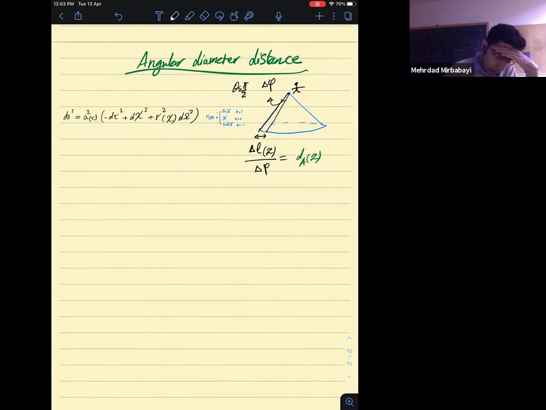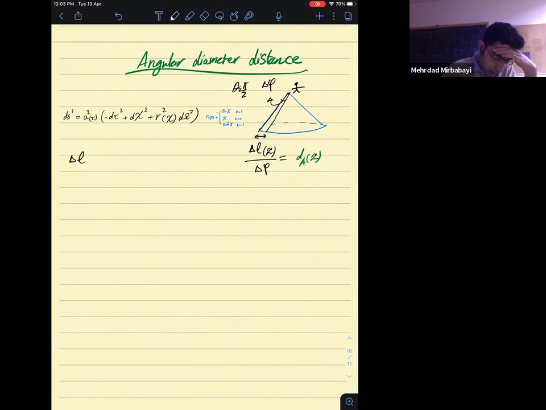So what is this delta L? I just need to look at this angular part of the metric. And the physical distance between these 2 points at redshift z is just going to be, well, let me write delta L.